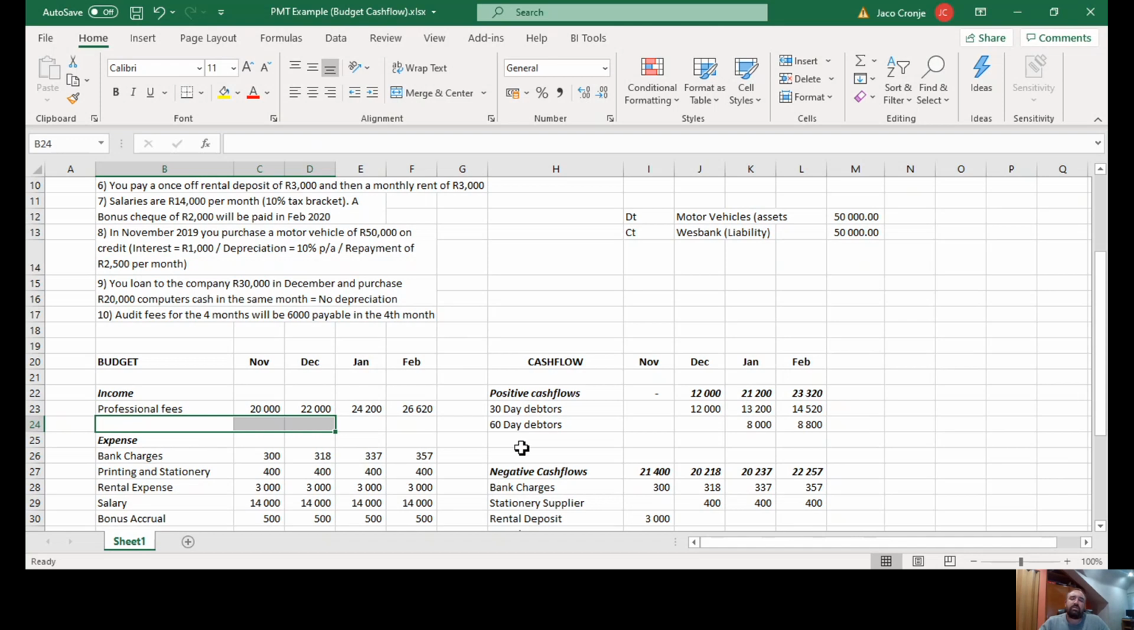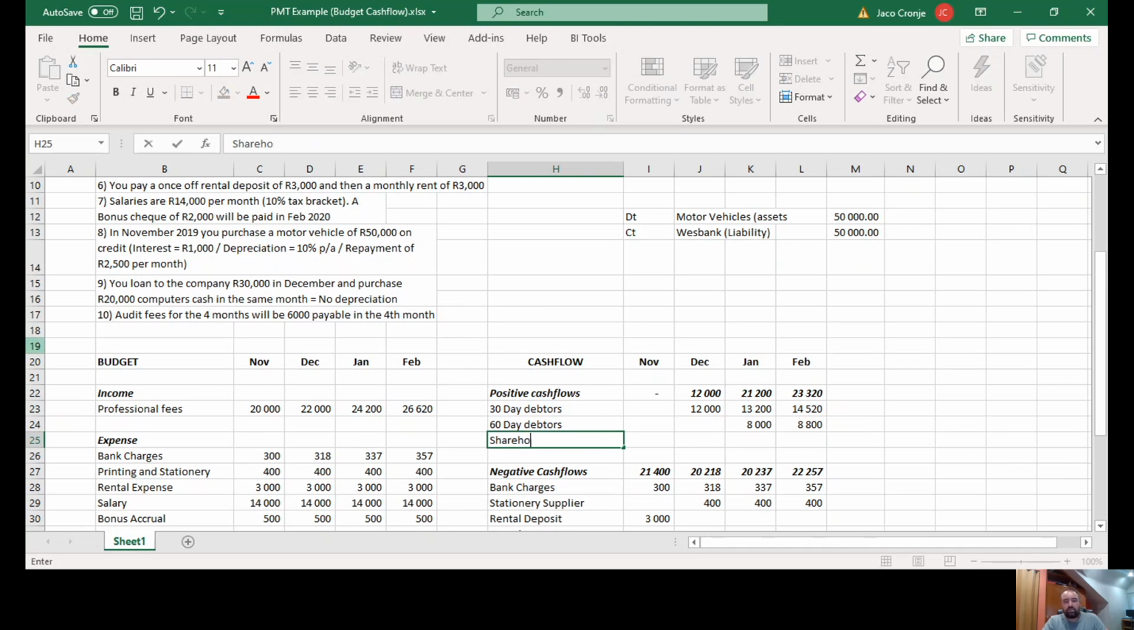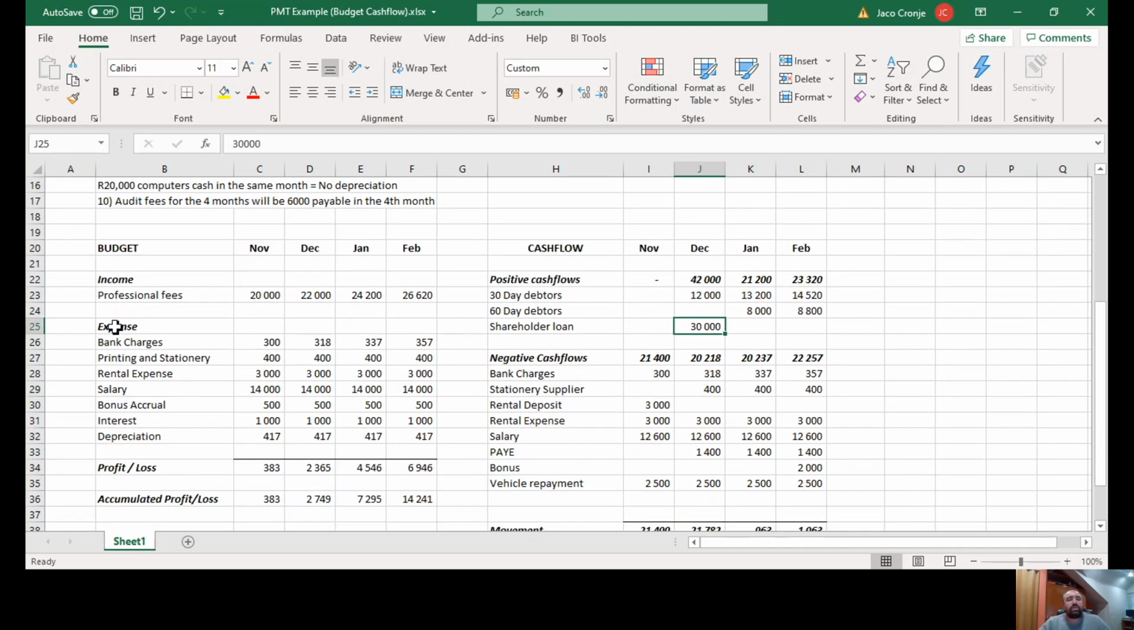But will that reflect on my bank statement if I pay that money into the business account as a loan? The answer is yes. So shareholder loan will definitely be included in my cash flow, 30,000 Rand, and that's only in December. And then I say we purchase computers in cash in the same month. So we show that as a expense.